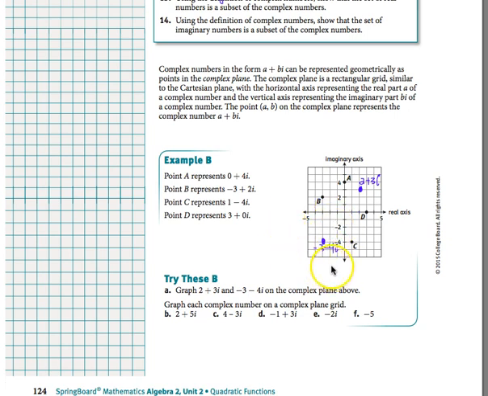So what I would like for you to do, you can consult with your group if you'd like, but go ahead and pause the recording and just plot all the complex numbers from the bottom here. So part B, C, D, E, and F. So pause the recording, take a minute. Once you're done, then unpause it, and we can check your answers.